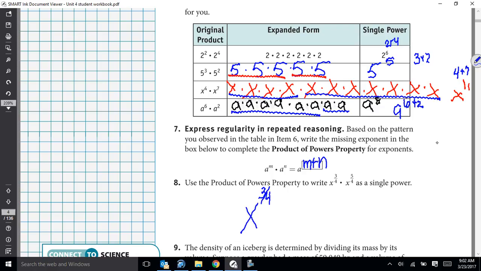All right, so we have 3/4 plus 5/4. Now, remember the trick when we're adding fractions. Our denominators are the same, correct? So we can add them together pretty easy. We're just going to add our numerators. What's 3 plus 5? So we have 8 over 4. Does that reduce? So we have x squared.